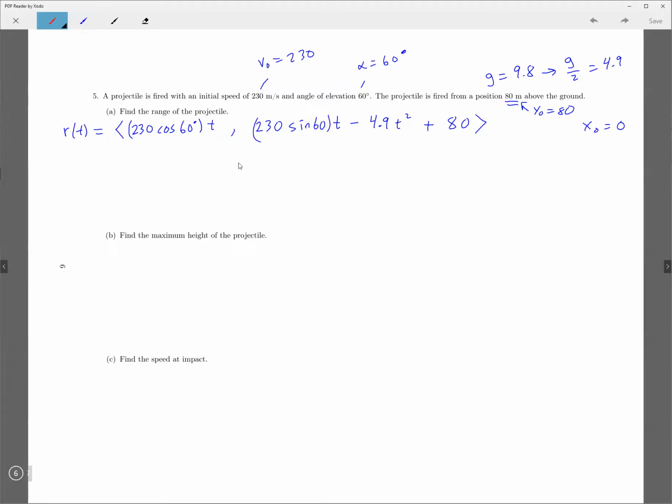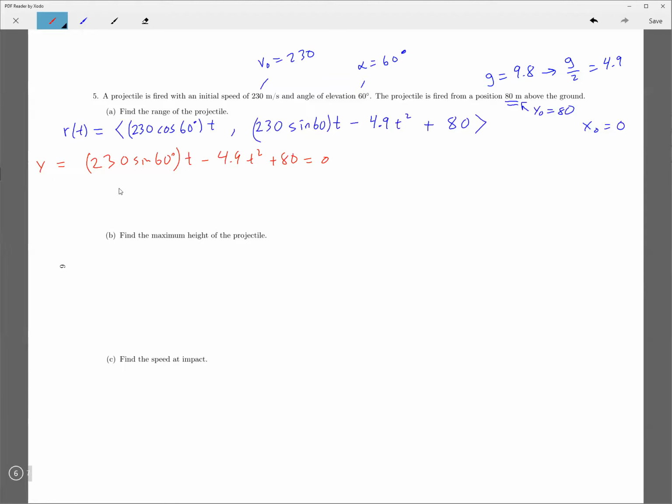Can you use the y equation? Yes, so you take this right here and set it equal to 0. That'll give you the value of t, at what point the projectile is going to hit the ground.